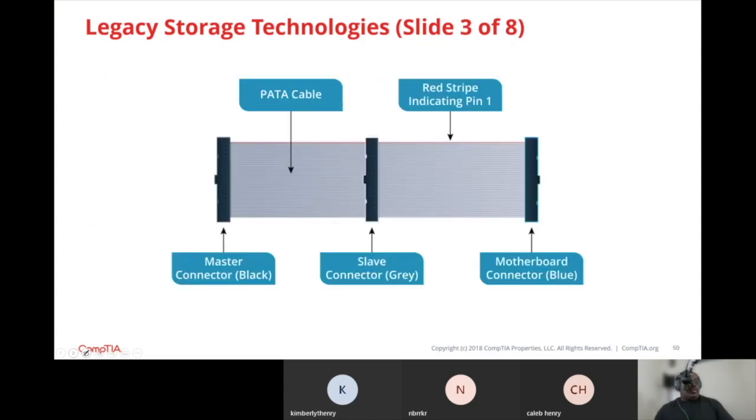So I told you before, master is black, slave connectors are gray, and then the motherboard connector is blue. So you would put this one on the motherboard, you would put the slave in the middle, and the master would be on the end.